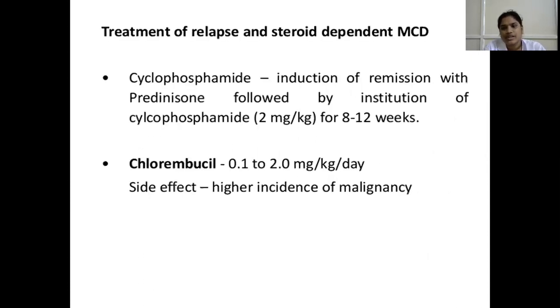Then for the treatment of relapse and the steroid dependent, cyclophosphamide and chlorambucil are used. Cyclophosphamide can be used at around 2 mg per kg for 8 to 12 weeks, whereas chlorambucil 0.1 to 2 mg per kg per day. The major side effect is the higher incidence of malignancies.